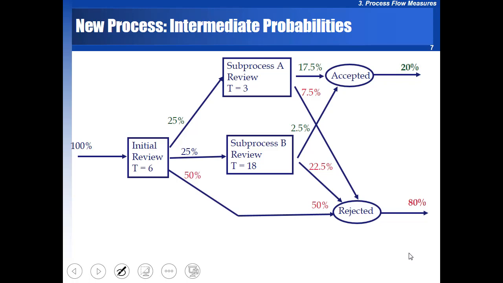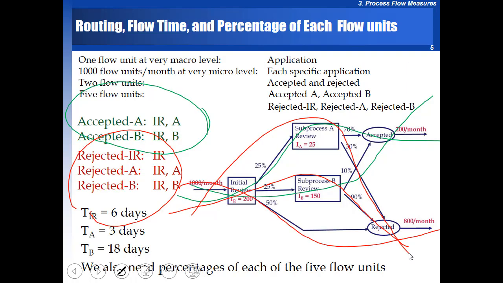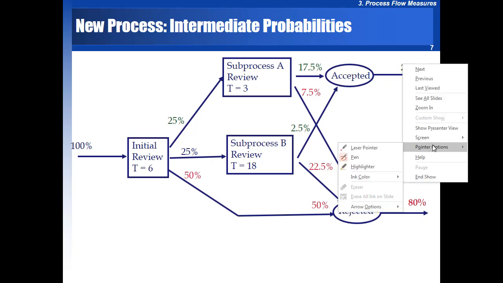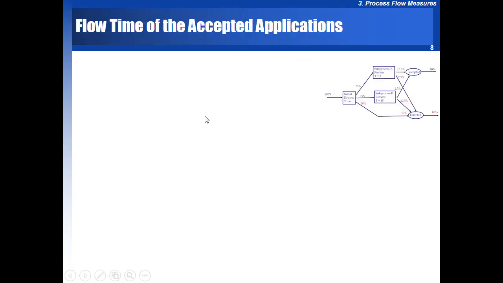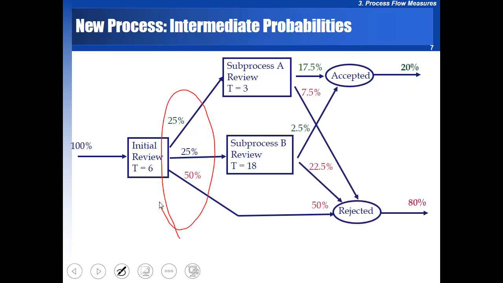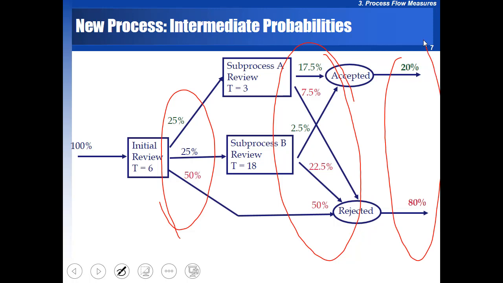Look at sub-process B. 25% go there. Out of that 25%, 10% is accepted. 10% of 25% is 2.5. The rest, 90%, is rejected. 90% of 25% is 22.5%. Now, fortunately, in this level, summation of these numbers is 100%. Summation of these numbers also is 100%, right? And of course, summation of these numbers are also 100%, right?